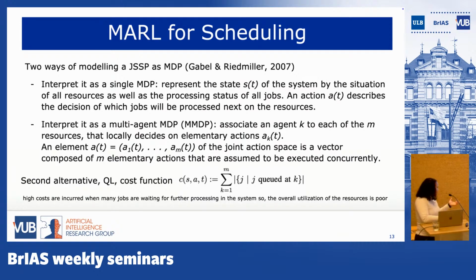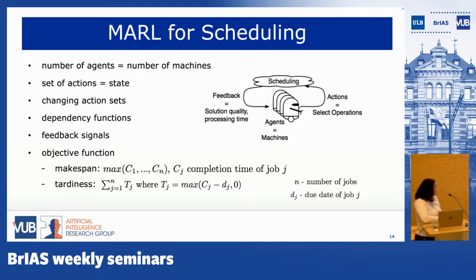So they were claiming that high costs are incurred when many jobs are waiting for further processing in the system. So we could say that the overall utilization of the resources is poor. So we took this idea. At the end, we will have as many agents as resources we have in the system. The set of actions is going to give us the state of the agent at that specific moment in time.